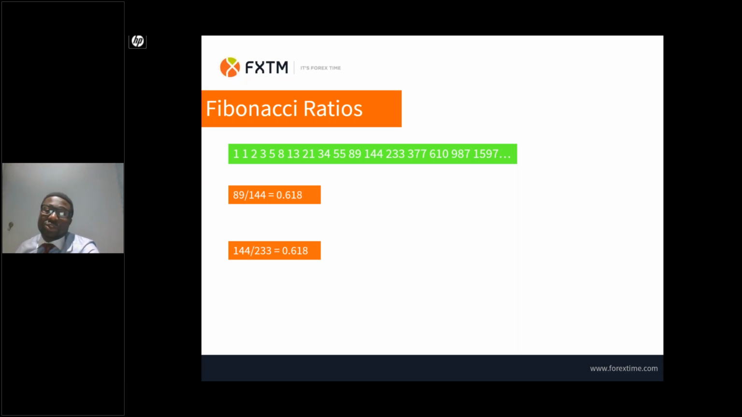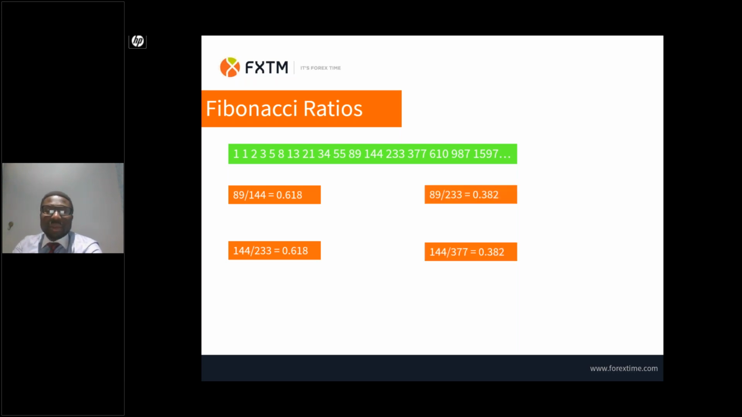Now he divided successive numbers backward. In doing that division, 89 divided by 144, we have 0.618. 144 divided by 233, it will give you 0.618. 377 divided by 233, it will give you 0.618. 610 divided by 377 will give you 0.618. Oh, that's amazing. That's a great number then.